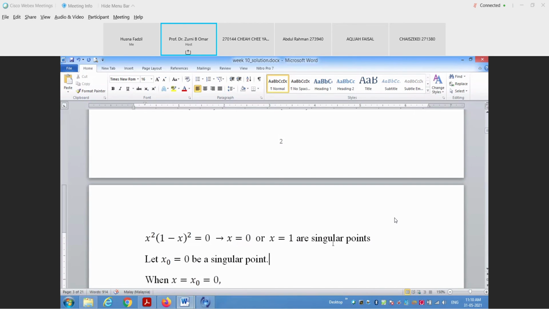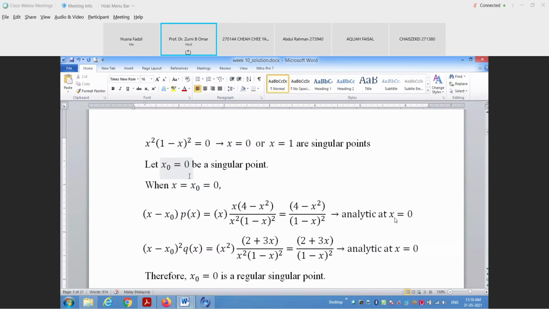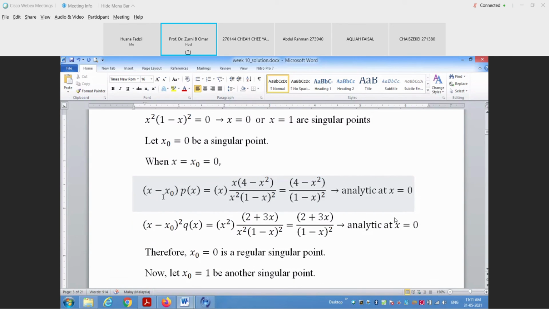Next we need to determine the types of these singular points, when x equals 0 and also when x equals 1. Let's begin with x naught equal to 0. When x naught equals 0, then x minus x naught times p(x) will be x times p(x). This is your p(x), and then simplify this. x times x gives what? x squared.